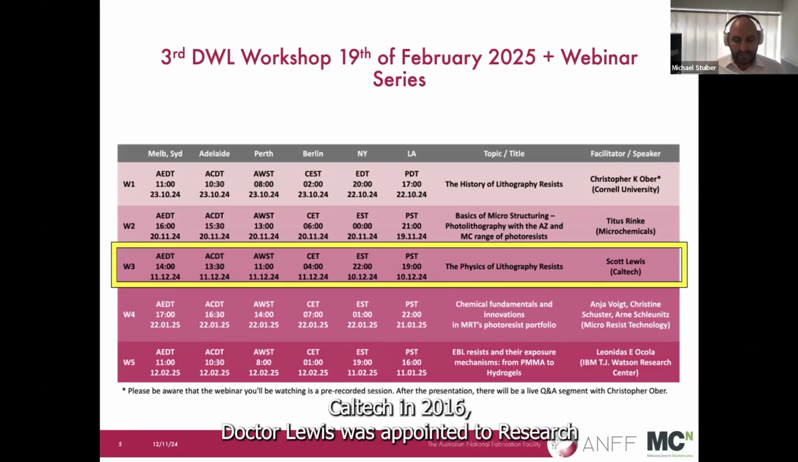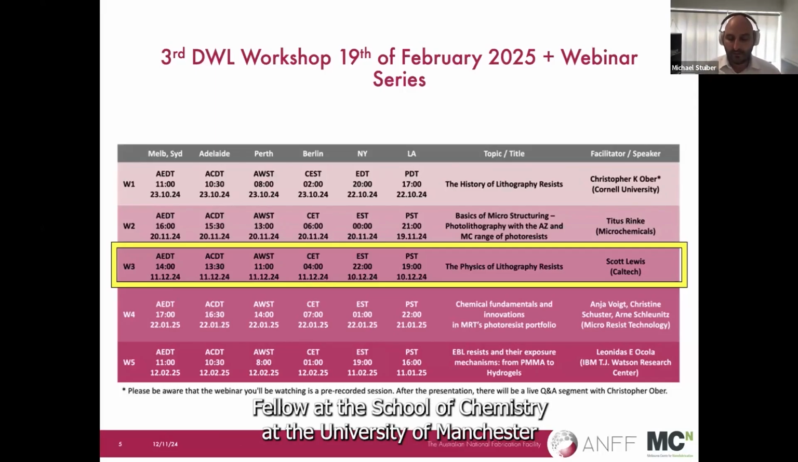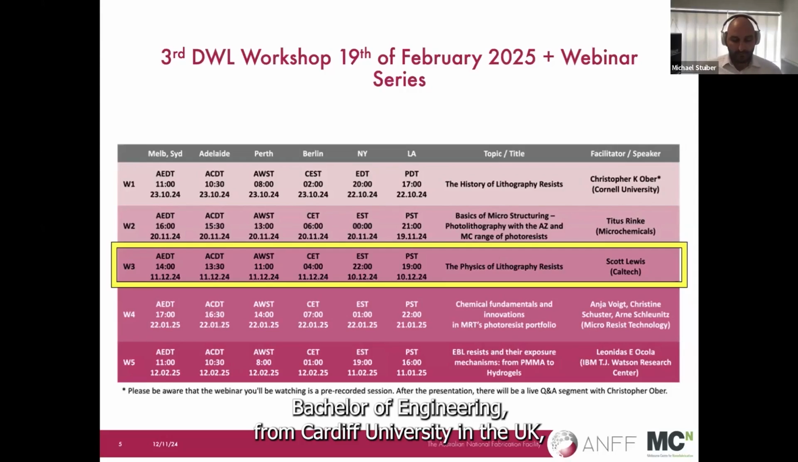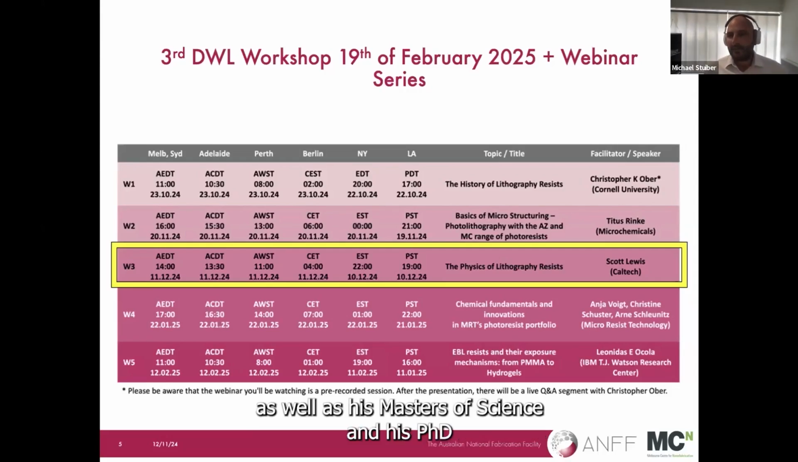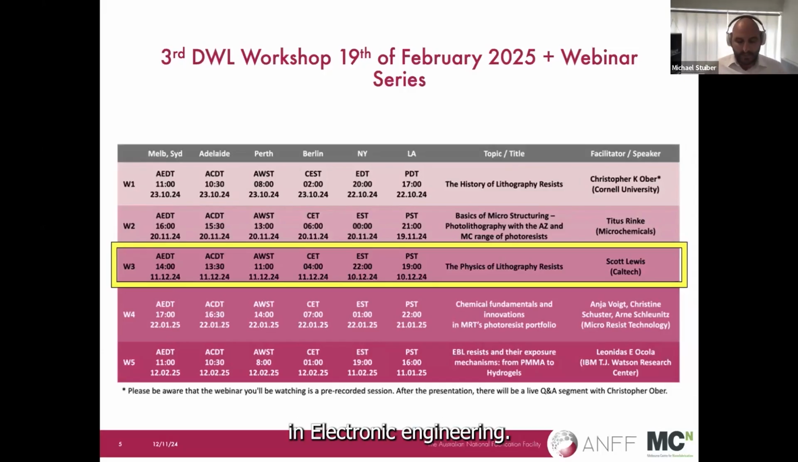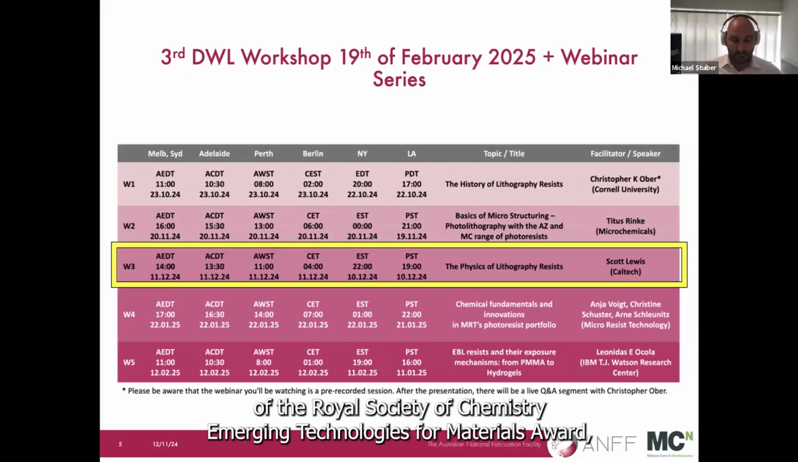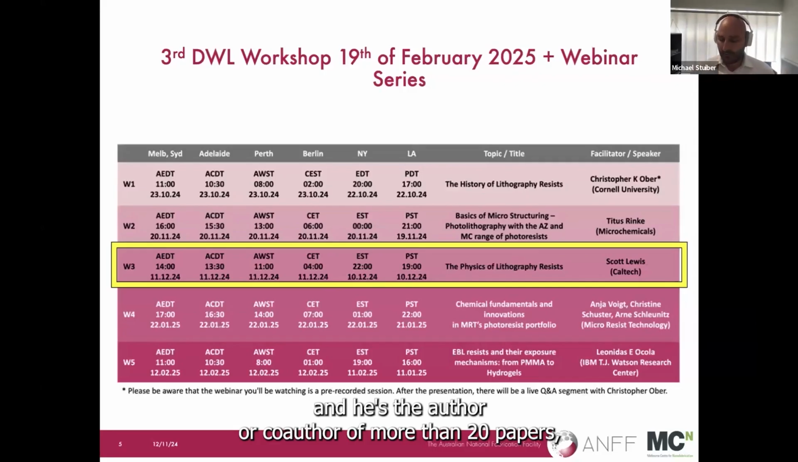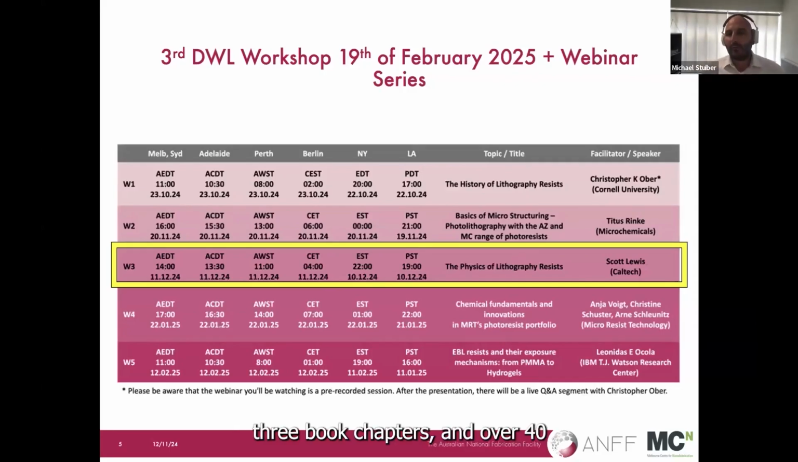Before joining Caltech, in 2016, Dr. Lewis was appointed to a research fellowship at the School of Chemistry at the University of Manchester in the UK. He got his Bachelor of Engineering from Cardiff University in the UK, as well as his Masters of Science and his PhD in Electronic Engineering. In 2016, Dr. Lewis was a recipient of the Royal Society of Chemistry Emerging Technologies for Materials Award, and he's the author or co-author of more than 20 papers, 3 book chapters, and over 40 patent applications.